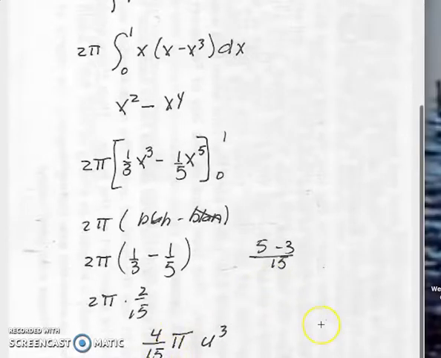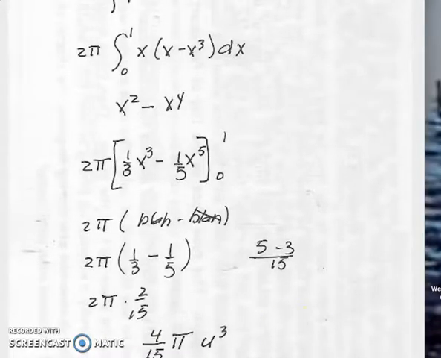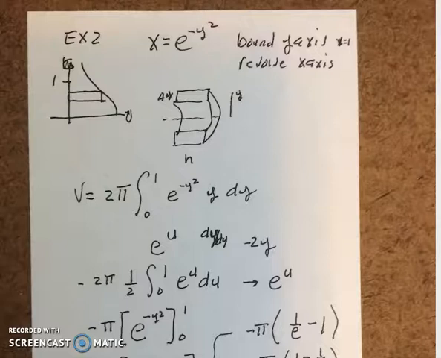And I get 4/5 pi u cubed. You can almost see that at the bottom, okay, and that's correct. So that's that example 1. Example 2 in your book is really interesting.